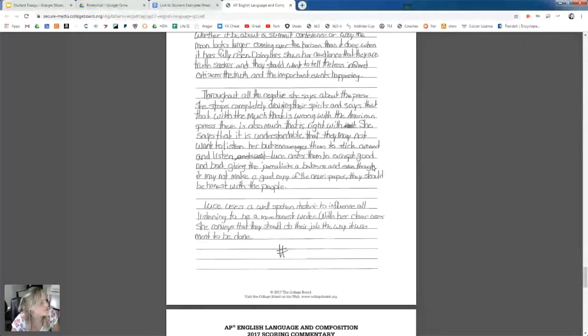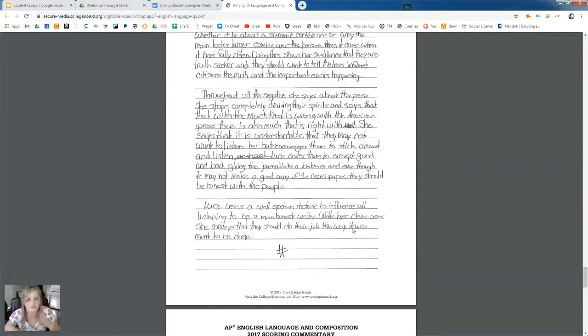Throughout all the negatives she says about the press, she stops completely draining their spirits and says that with as much wrong with the American press, there's also much right with it. She says that it is understandable that they may not want to listen to her, but encourages them to stick around and listen. Luce asks them to accept good and bad, giving the journalists a balance, even though it may not make a good copy of the newspaper, and they should be honest with people. Luce uses a well-spoken retort to influence all listening to be more honest writers. With her clever uses, she conveys that they should do their job the way it was meant to be done.